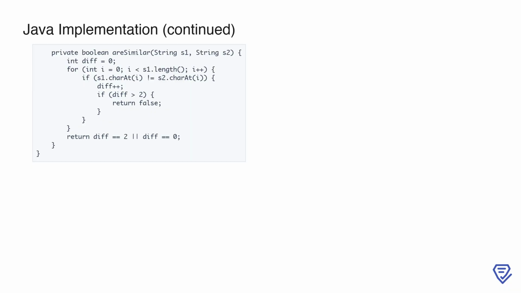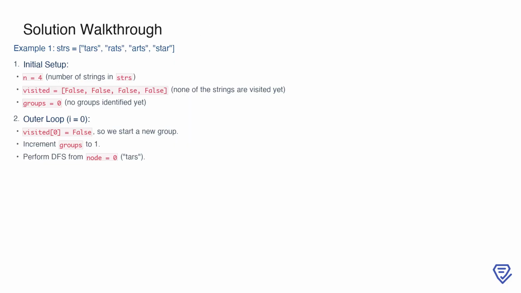At the end of the loop, the method returns true if the diff is exactly 2 or 0, meaning the strings are either identical or can be made identical by swapping two characters. This logic ensures that the similarity condition is efficiently checked for each pair of strings, which is fundamental for grouping them correctly. We begin with an example where the input list of strings is tars, rats, arts, star.